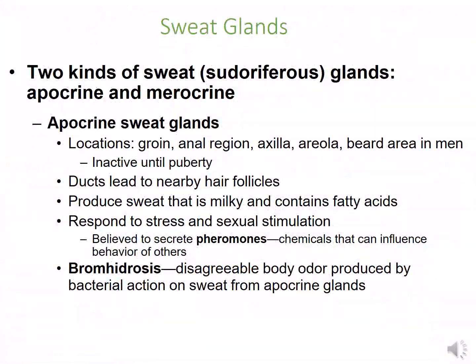Sweat glands. Two kinds of sweat glands: apocrine and merocrine. Apocrine sweat gland locations: groin, anal region, axilla, areola. Beard area in men, inactive until puberty. Ducts lead to nearby hair follicles, producing sweat that is milky and contains fatty acids. Respond to stress and sexual stimulation, believed to secrete pheromones, chemicals that can influence the behavior of others. Bromidrosis: disagreeable body odor produced by bacterial action on sweat from apocrine glands.